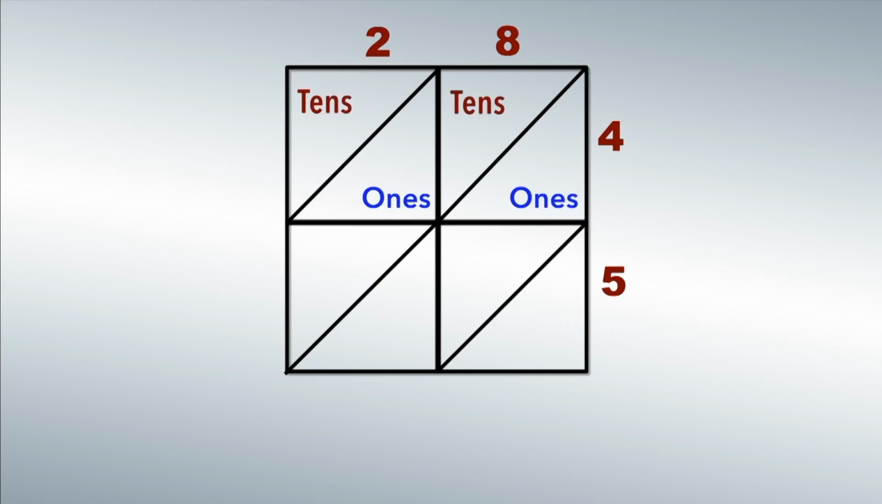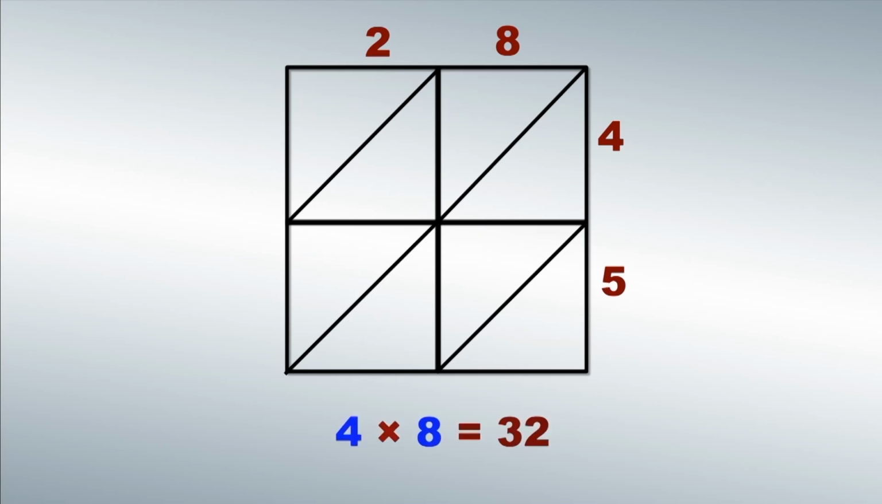Afterwards, write the multiplicand 28 above the squares and the multiplier 45 on the right side of the squares. Then write tens and ones in the triangles as shown. Step 2. Multiply 4 by 8 and write 32 in the upper right triangles. Then multiply 4 by 2 and write 08 in the upper left.